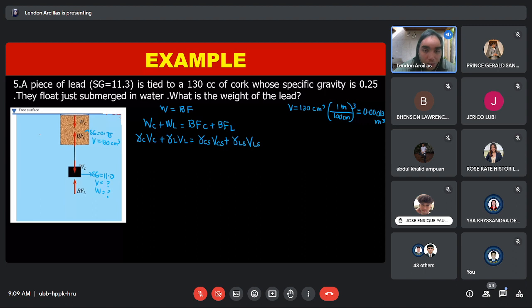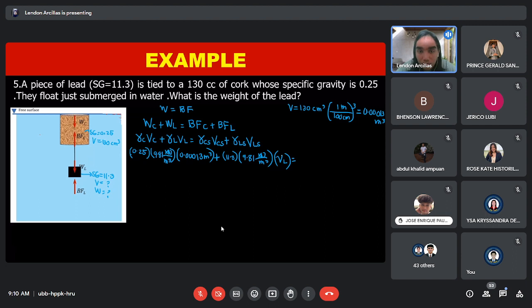Next is the specific weight ng cork is equivalent to 0.25. The SG of the cork times 9.81 specific weight ng water times volume ng cork, which is 0.00013 cubic meter. So plus, dito pa tayo sa second, this is the specific weight of the lead, which is the specific gravity of the lead, 11.3, times the specific weight of water, 9.81. Okay? Times the volume of the lead, which is unknown. Ito yung hinahanap natin, uunahin natin yan.